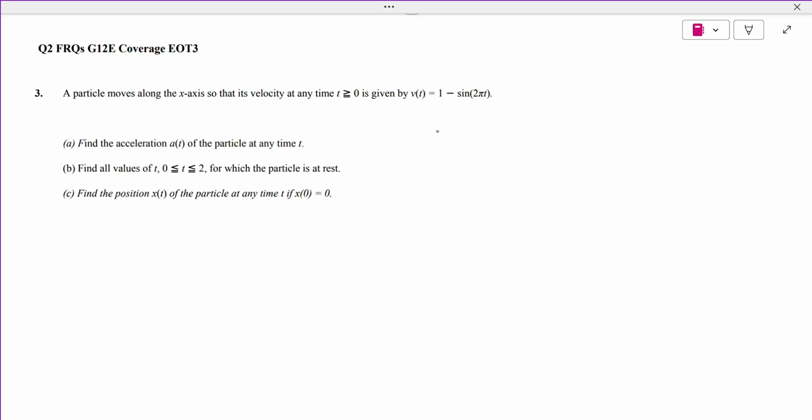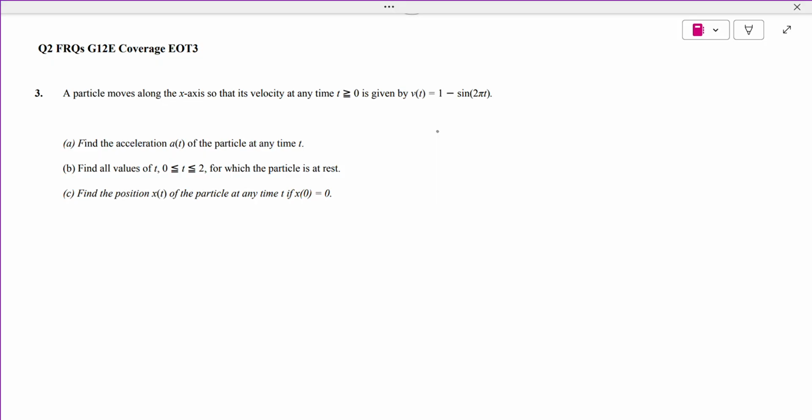A particle moves along the x-axis so that its velocity at any time t, where t is bigger than or equal to 0, is given by v of t equals 1 minus sine of 2 pi t. Part A, find the acceleration of the particle at any time t.